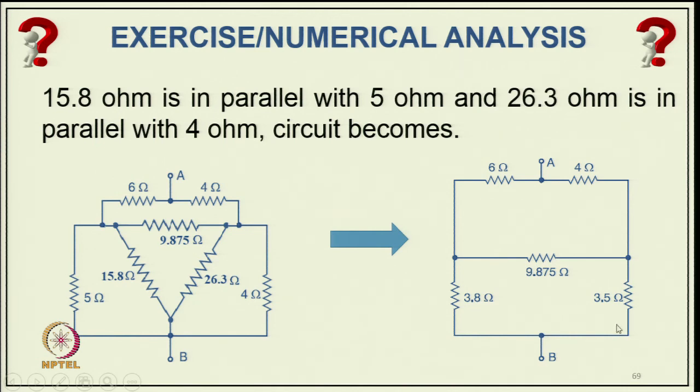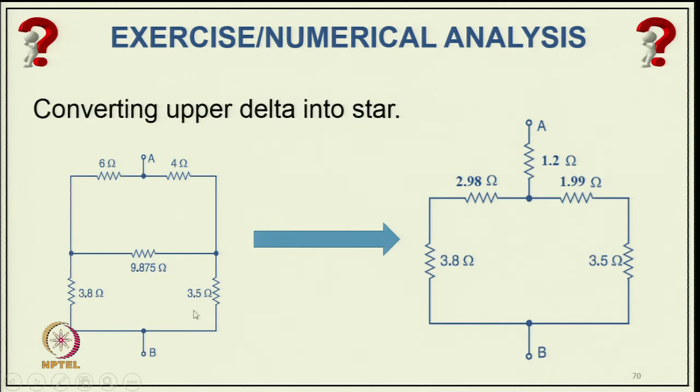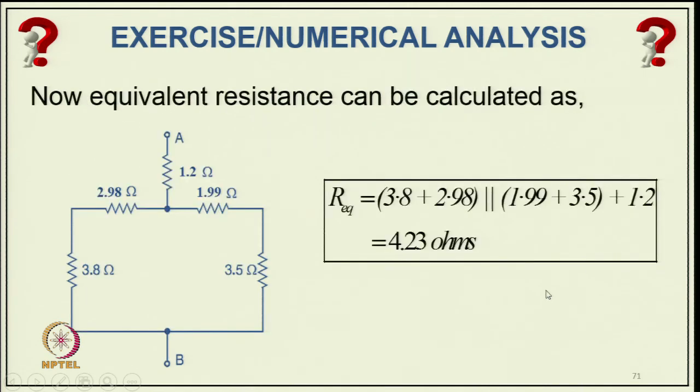Again this becomes a delta, and this delta you convert again to star. Then you can add these resistances. So, it becomes simply two sets of parallel resistances in series, and you can easily find the equivalent resistance of this network, which is the sum of these two parallel combinations plus the addition of this resistance. So, it comes to 4.23 ohm.